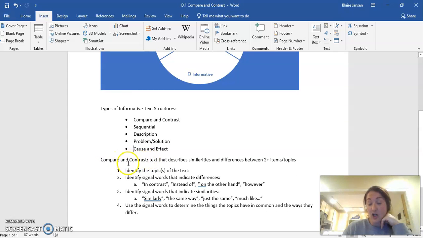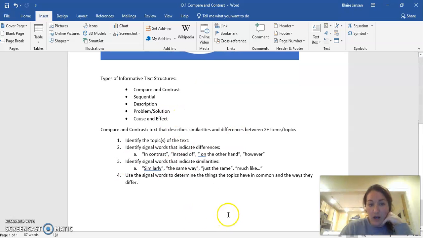Comparing and contrasting is writing, like we just said, about 2 different topics, and what's similar and different about them. As you're looking for elements of compare and contrast writing, signal words are really important. So if you think about the last time you were driving in the car with your mom or your dad and you get to a stoplight and you notice your mom stops. She stops because she sees that the light has turned red.